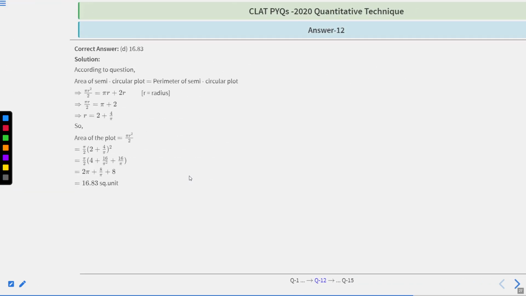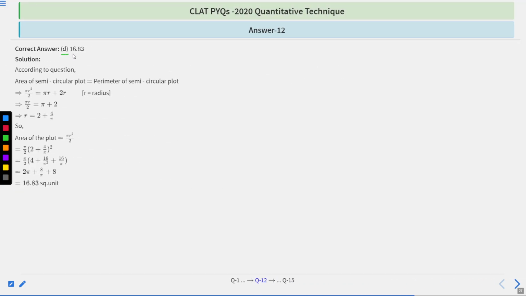Let's see, the correct option is D, 16.83 square units. Let's see how. According to the question, area is equal to the perimeter of the semicircular plot. Area is pi r square, perimeter is pi r plus 2r. This gives you r, or the radius, as 2 plus 4 by pi.